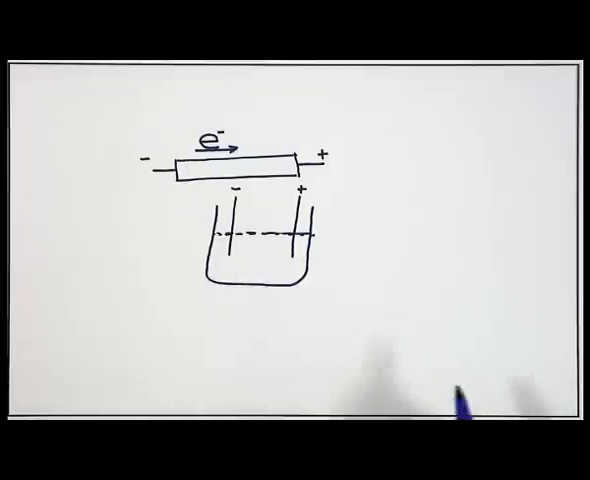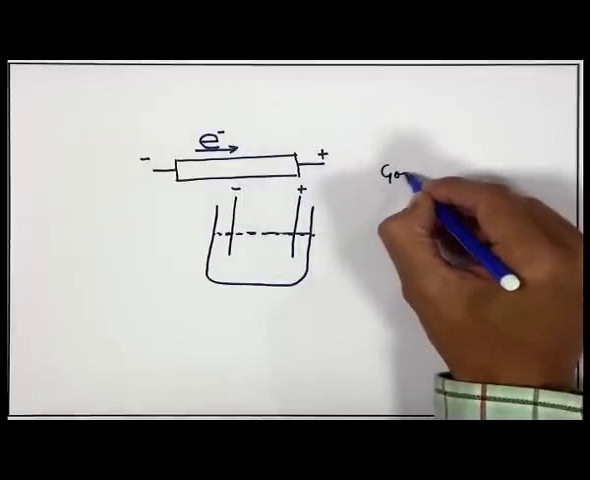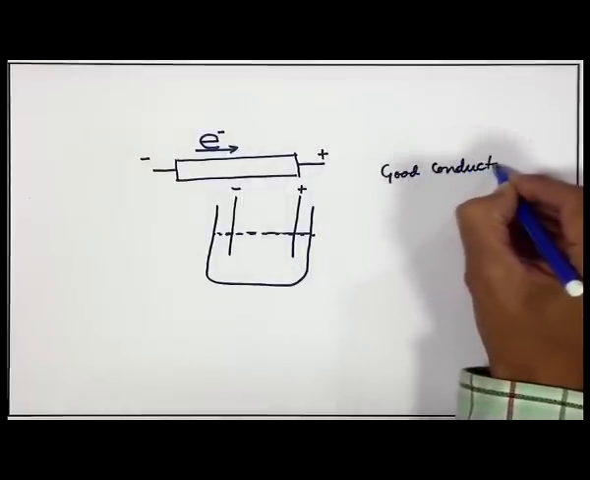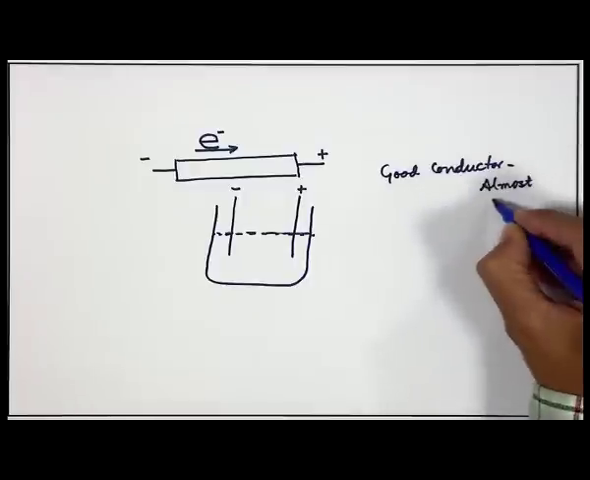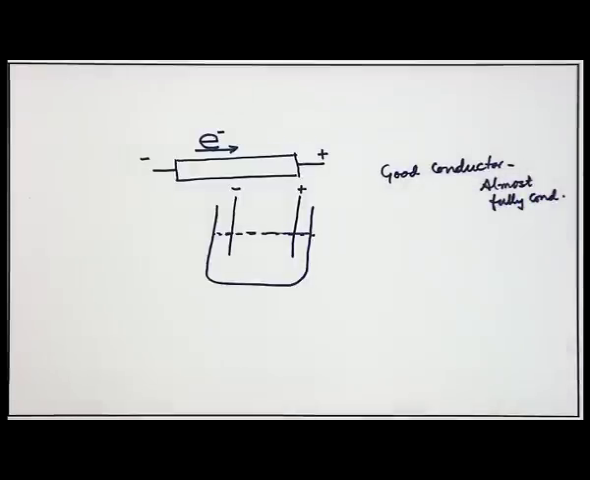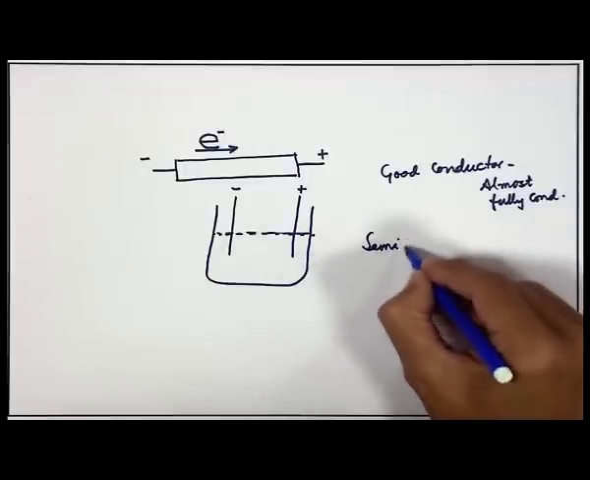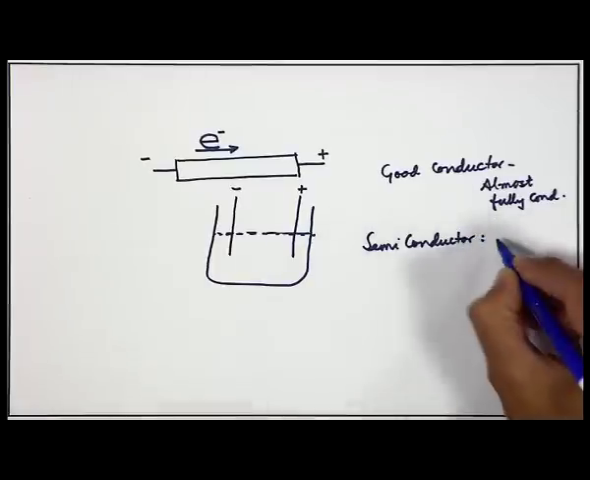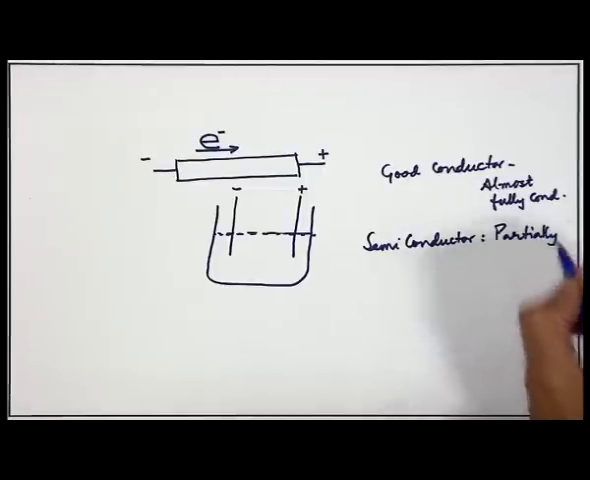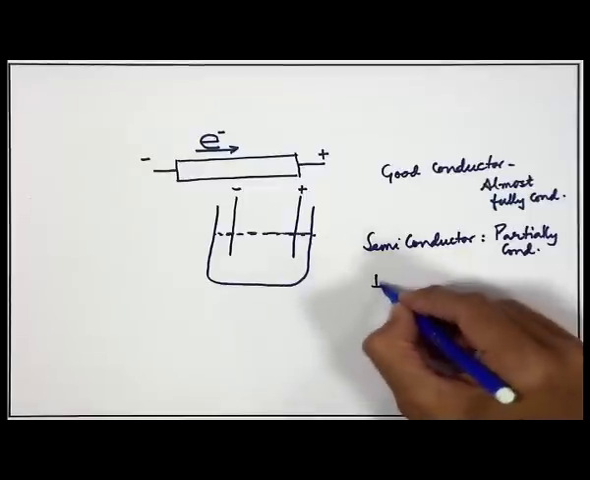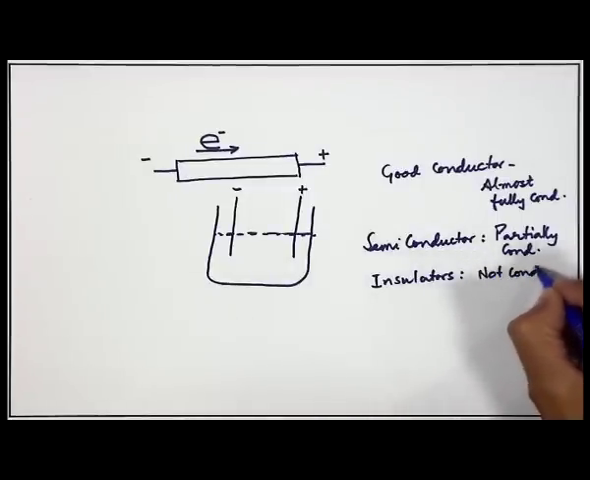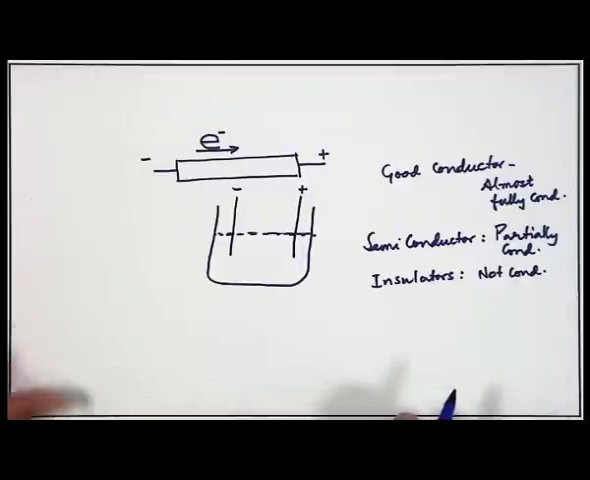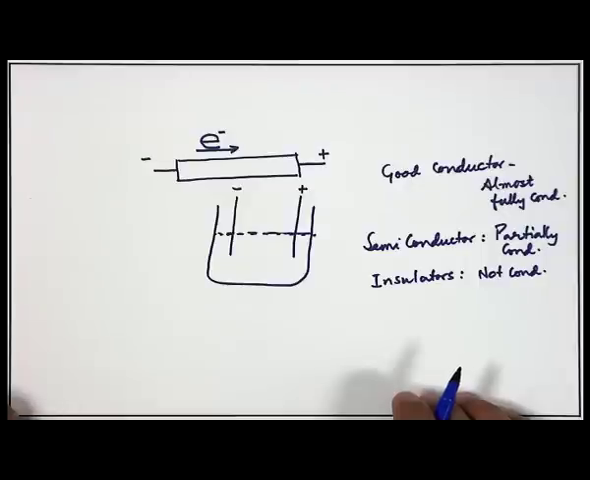Now, different types of conductors: good conductors are almost fully conducting. Semiconductors are partially conducting. Insulators are not conducting. Okay. Now, I have just talked about conduction through metal and conduction through electrolytic solution.